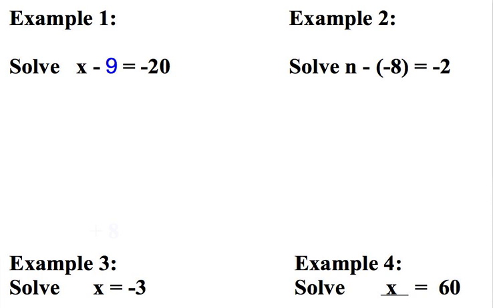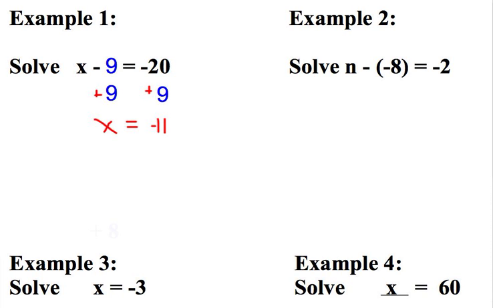For example, on example 1, if I have x minus 9, you always look at the side with the variable. I'm going to do the opposite operation. So the opposite of subtracting 9 would be to add 9. If I do it to one side, I've got to do it to the other side. That's how you always remember. If I add 9 to one side, I've got to add 9 to the other. That's the addition property of equality. Negative 9 plus 9 gives you 0, which only leaves you with x, and that's what you want. You want x equals, well, what's negative 20 plus 9? Negative 11.